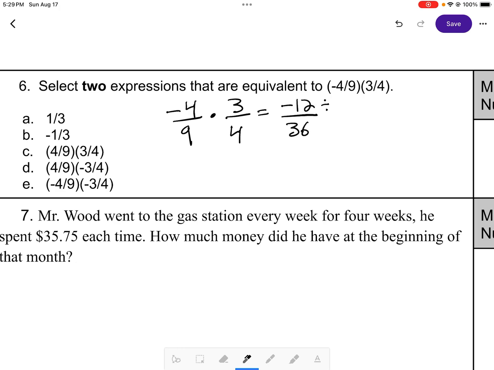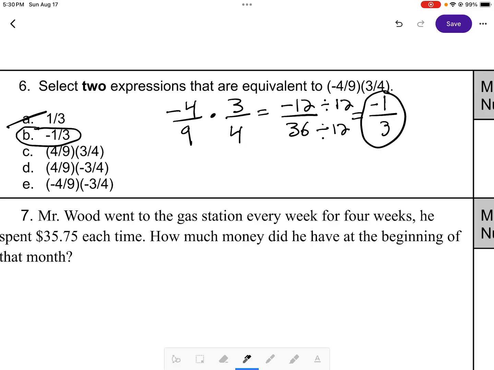Now I need to find my greatest common factor between 12 and 36. And I know that's going to be 12. So I'm going to divide both the top and the bottom of my fraction, the numerator and the denominator, by 12. That's going to give me -1, and 36 divided by 12 is going to give me 3. So my answer is -1/3. So right away I can see that B is going to be an answer choice. A is out. It's negative because remember when I multiply a negative times a positive, my answer is negative.